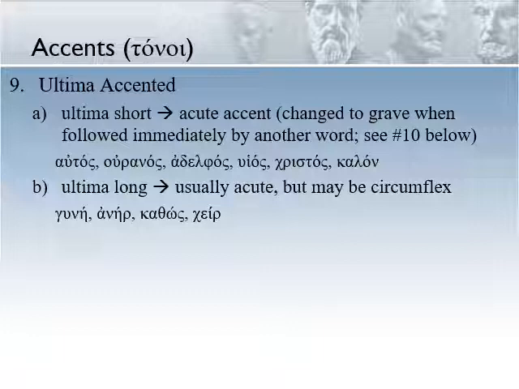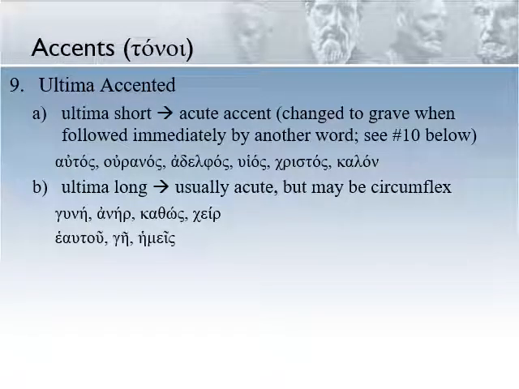Thirdly, kathos, which is a comparative type of word, means as, or just as, or even as. And then the fourth word, cheir. Cheir means hand, and is the word from which we get the English chiropractor. A chiropractor is somebody who practices with his hands, and it comes from this Greek word. These all have acute accents on those long ultimas.